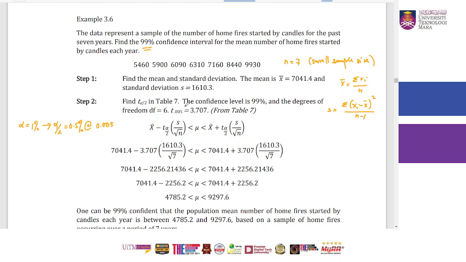So which is equivalent to 0.005. Okay, and then dia punya degrees of freedom 6. So that means you akan tengok kolom yang ada 0.005, and then kat sini you akan cari yang 6. So carilah nilai dekat sini, eh. So, you akan dapat nilai di sini. So, this value is this part. Okay, betul eh. So, 3.70. Jom kita check whether betul ke tak.